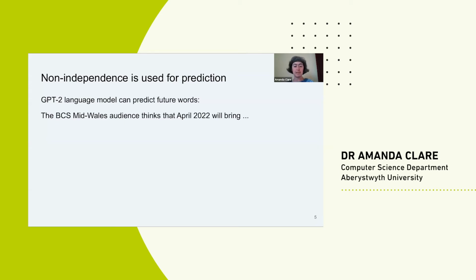And you can get examples of GPT-2 to play with online and type in some text and then ask the model to complete the remainder of the sentence. And we can do that because these words are not independent, right? They carry some meaning. So just as a test for the audience now, if anybody could complete that sentence, and then we'll see what GPT-2 came up with. See if anyone has any ideas. The BCS Mid-Wales audience thinks that April 2022 will bring. Any thoughts? Anyone want to type in the chat an extension to that sentence that makes sense?